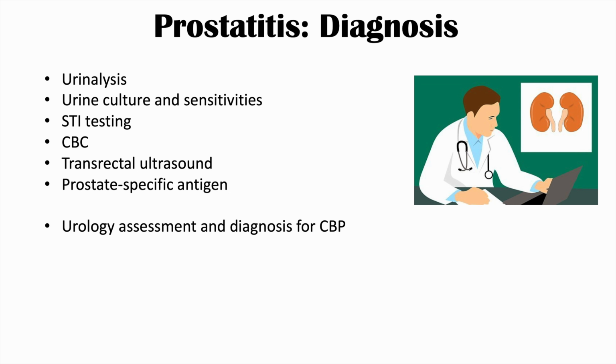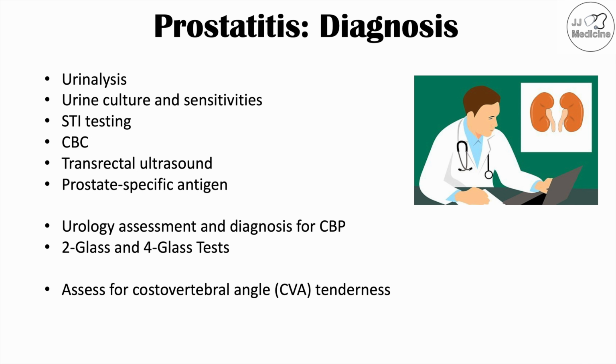And there are a couple of other diagnostic tests for prostatitis, and these include the 2-glass and 4-glass tests. I won't get into much by way of detail of these tests. If you want more information, please read about these. And then it's also important to assess for costovertebral angle tenderness, or CVA tenderness, to rule out a pyelonephritis. As we mentioned before, type 1 prostatitis is due to an ascending urinary tract infection, but pyelonephritis, or an infection of the kidney, is also caused by an ascending UTI. So it's important to also rule that out as well.